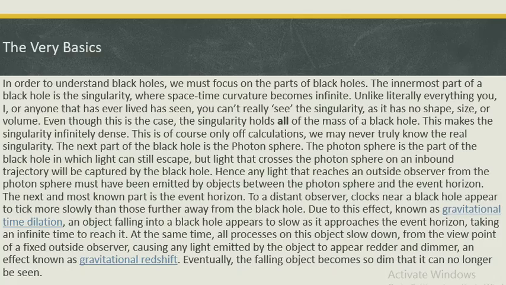An infinite amount of time will pass before you can see that person actually enter the black hole. At the same time, all processes on this object slow down from the viewpoint of a fixed outside observer, causing any light emitted by the object to appear redder and dimmer, an effect known as gravitational redshift. Eventually, the falling object becomes so dim that it can no longer be seen.